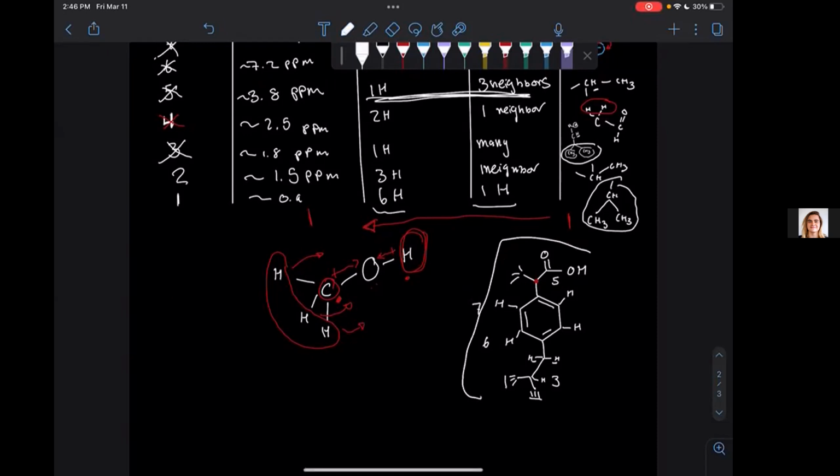And here is going to be our final spectrum, our final drawing structure for ibuprofen.